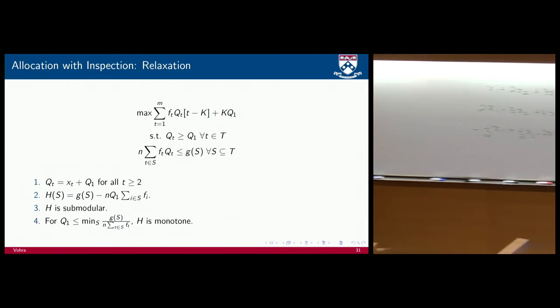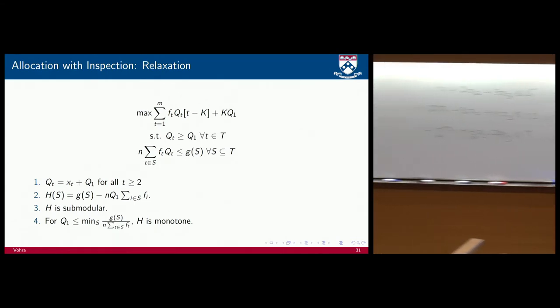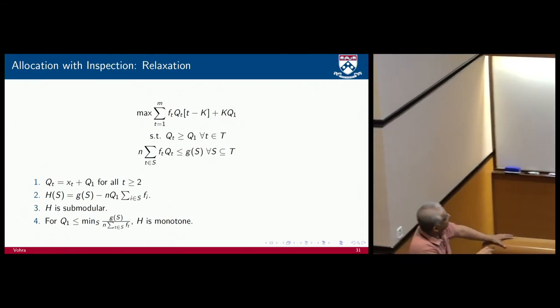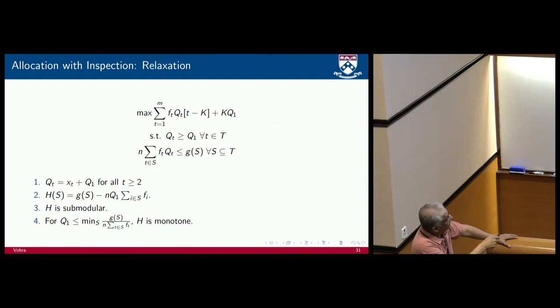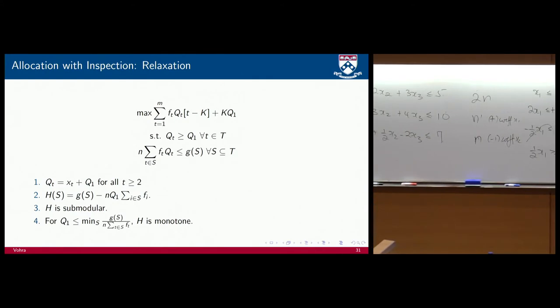I'm going to call this H of S. What do I know about H of S? Well, G of S is submodular. This is modular. So therefore, this is submodular. Is it monotone? Because I need that to be able to use the greedy algorithm. Well, the answer is, if Q1 is small enough, this thing is monotone. How do I know that Q1 is small enough? Well, Q1 less than this works. How do I know this is the right upper bound on Q1? Well, this is also the upper bound necessary to make sure that H of S is non-negative. If H of S is negative, I've got an infeasible problem because the X's have to be non-negative.